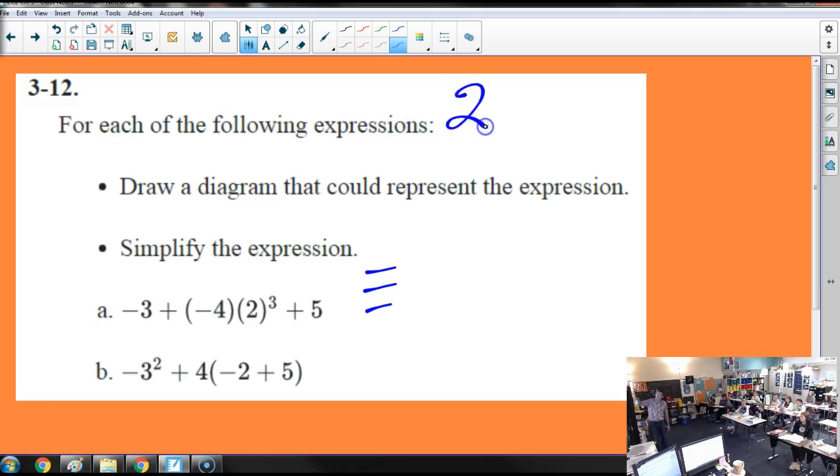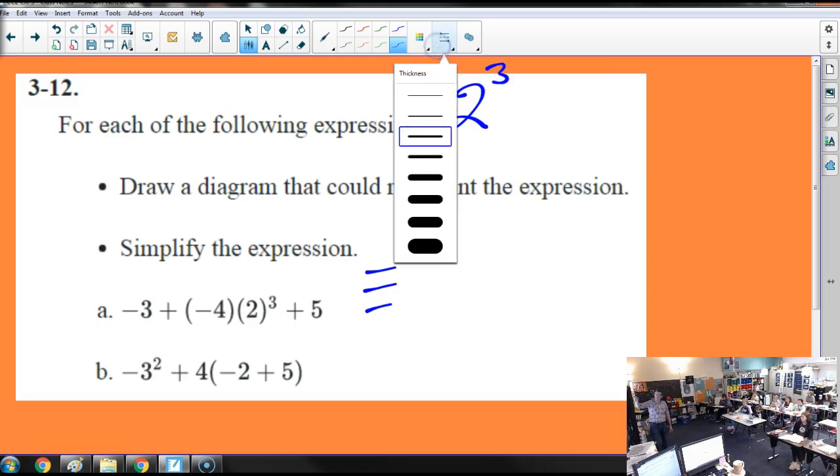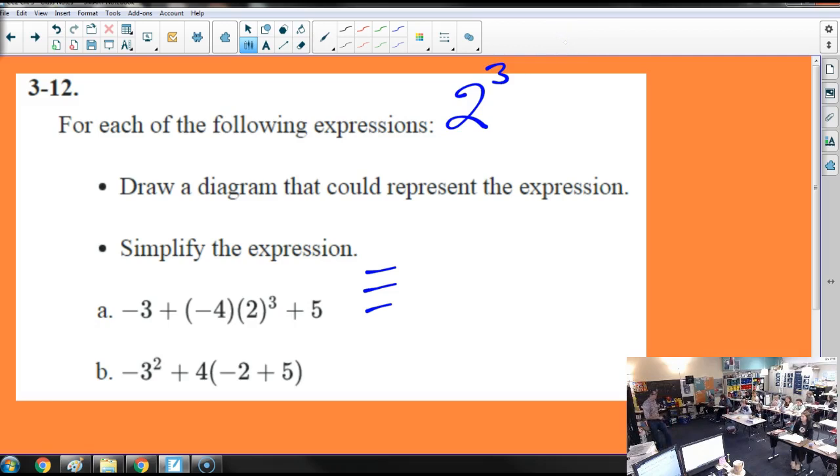What if I just pull this off to the side, 2 to the 3rd, and I can put that 2 in parentheses, but it doesn't really change anything. What's that do? Yeah, 2 times 2 times 2. Well, what's 2 times 2 times 2? 8. So this is really -4 8 times, or the opposite of 4 times 8.